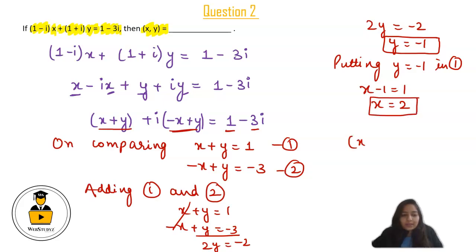So we can write (x, y) as x is 2, y is minus 1. So (2, minus 1) is the final answer for this question.